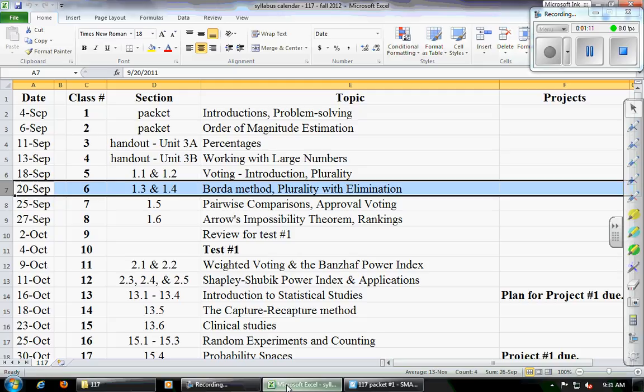October the 2nd is our review for test number 1, and then October the 4th is test number 1. So that's a Thursday. How many Thursdays is that from now? I guess it's 2 weeks from today. Maybe somebody can confirm that. But October 4th, I think, is 2 weeks from today. And that's our first test.